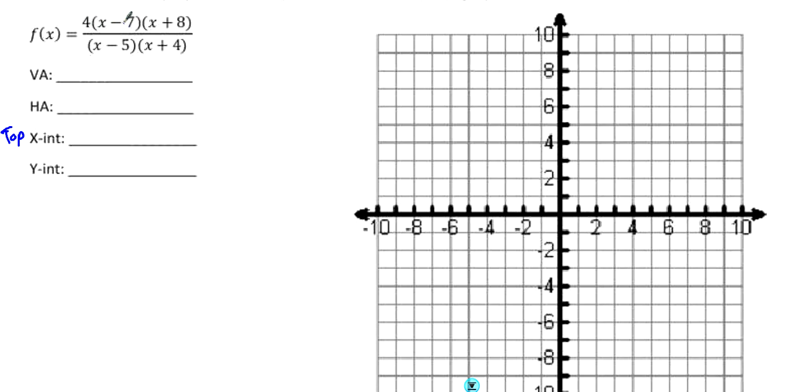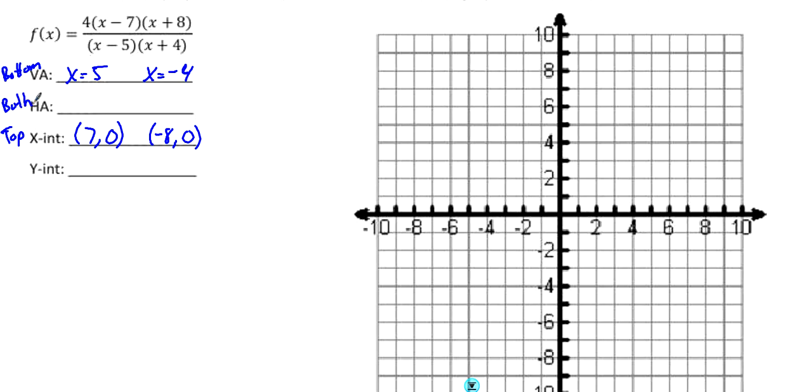So when you get this solution of 7, that means I have an x-intercept at (7, 0), and another one at (-8, 0). Okay? Then the bottom tells me my vertical asymptotes. So you set the bottom equal to 0, and those solutions, x equals 5 and x equals negative 4, are my vertical asymptotes.